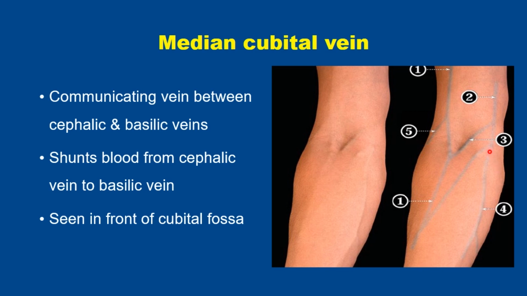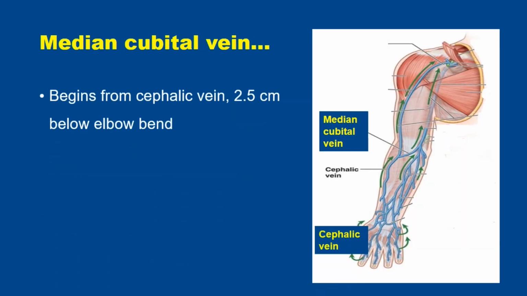Here we can see this is the medial cubital vein and this is the cubital fossa. The medial cubital vein begins from the cephalic vein 2.5 centimeter below the elbow bend. Here we can see from here the medial cubital vein begins.